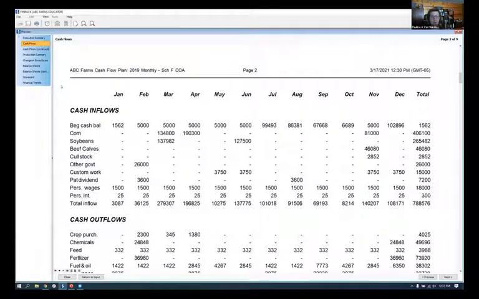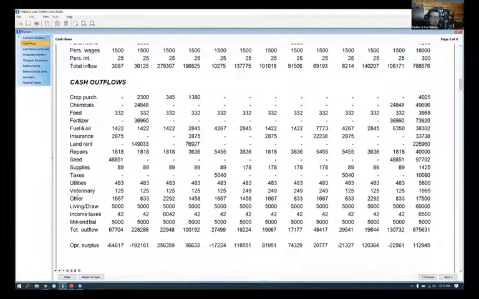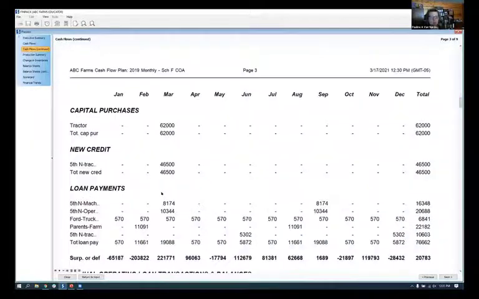As we look at the following pages, here we see the inflows on a monthly basis to start, of all of our different revenue sources. So we see some commodity sales and personal income, all of those things can be built in, as well as the expected expenses. So whether it's crop specific expenses, livestock specific expenses, or general expenses for the farm, all of those different options are available. Then as we move on to page two, we add in our financing and our investing operations for the coming year. So we see capital purchases, new credit, and loan payments.